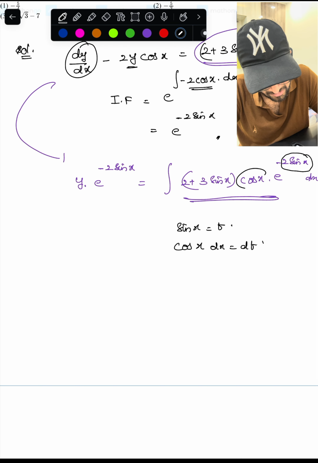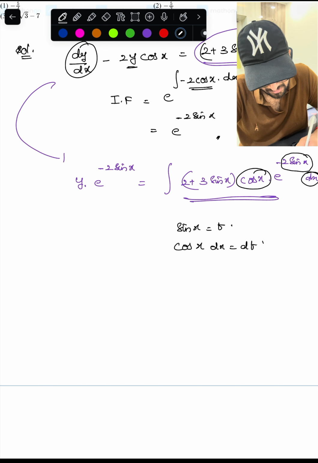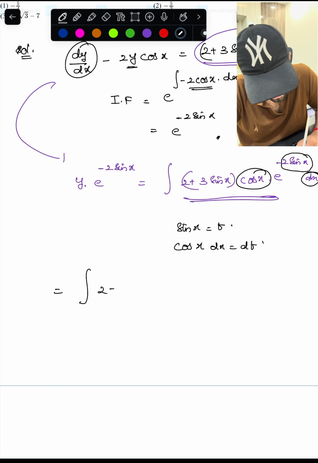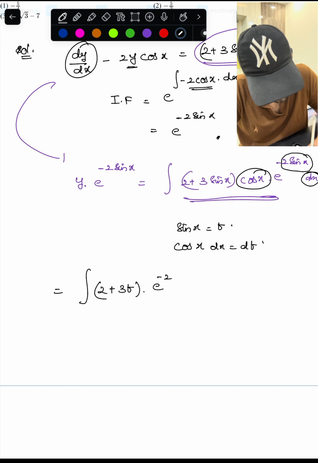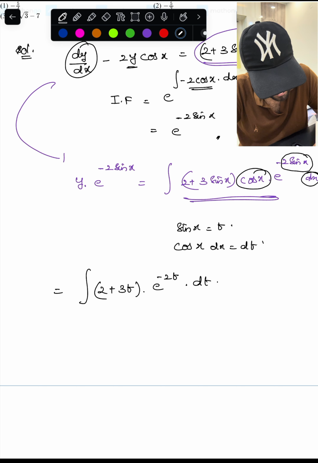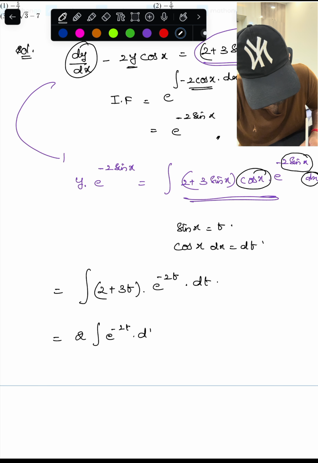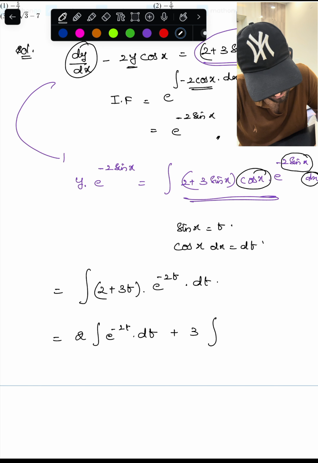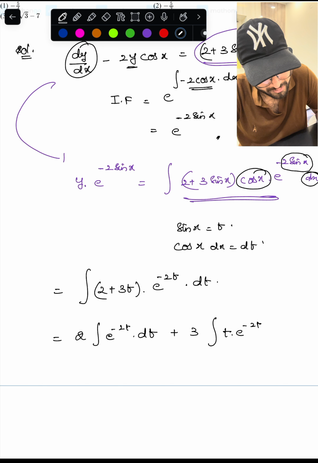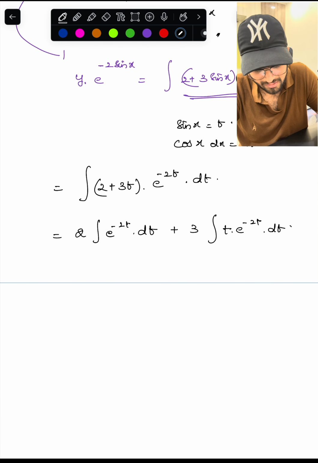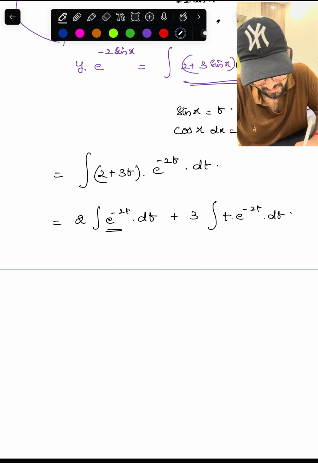Now here I have cos x and dx also, right? So I can write this as the integral of (2 plus 3t) e power minus 2t dt. That's it. Now you can separate this into 2 times the integral of e power minus 2t dt plus 3 times the integral of t e power minus 2t dt, right? So now direct integration is there for the first one.